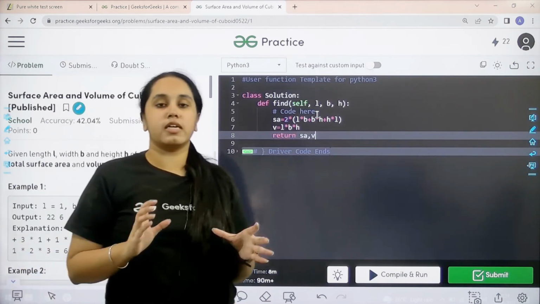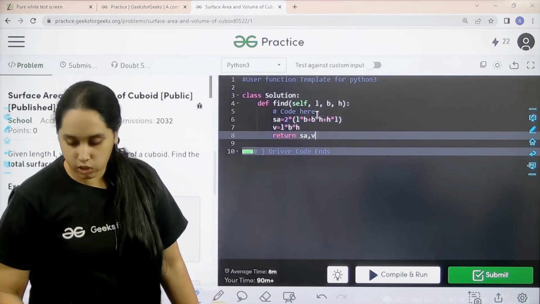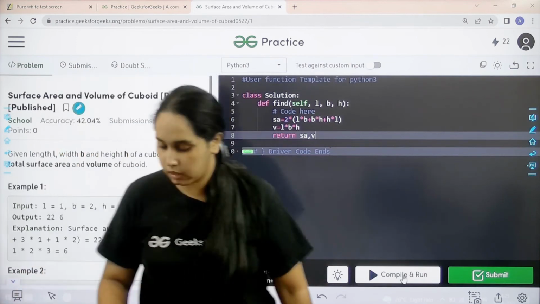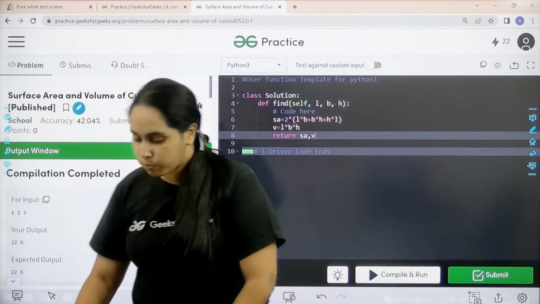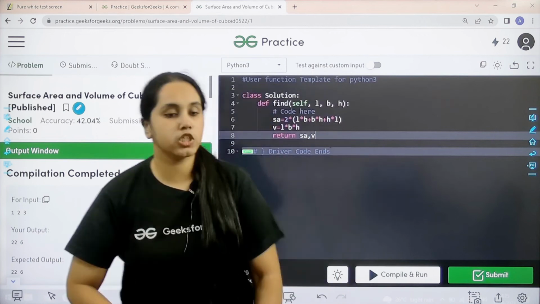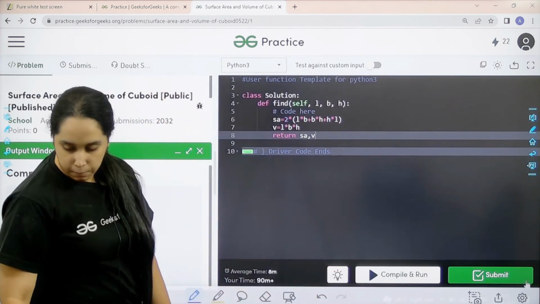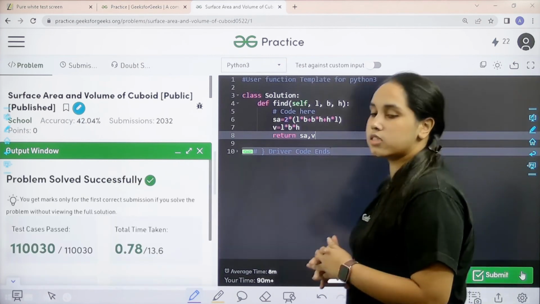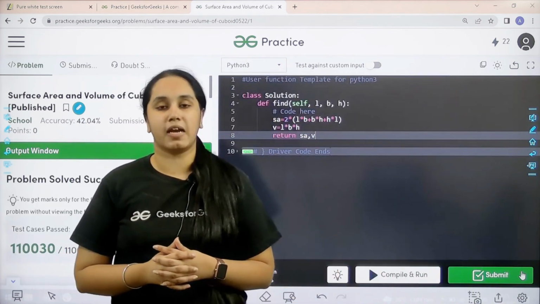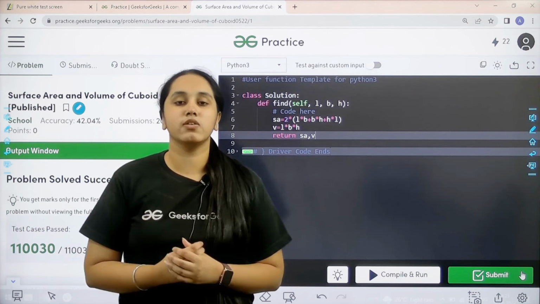Now I need to check if it is correct or not, so I would click on compile and run. Let's wait. The compilation is completed and my output is matching with the expected output. So now I would submit the problem. Let's wait. The problem is solved successfully.